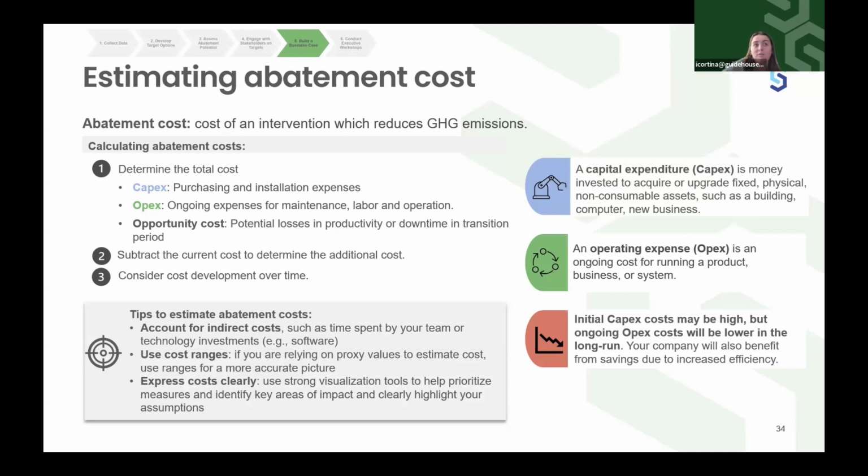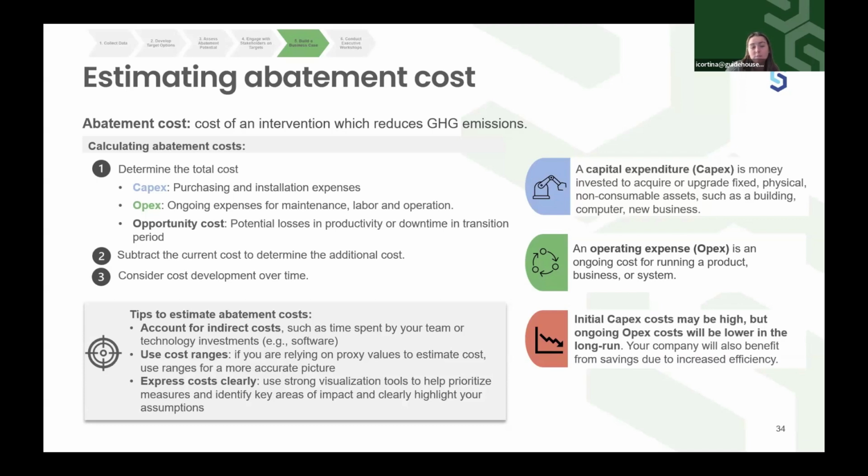Once you have that, you may also need to consider any operating expenses or ongoing expenses that come from maintaining the new systems that you have in place to reduce your emissions. You may also want to consider opportunity costs or potential losses in productivity or downtime from the transition period to these new resources. Once you have that all defined, you need to compare that to the current cost of the resources that you're considering changing to see the additional cost.